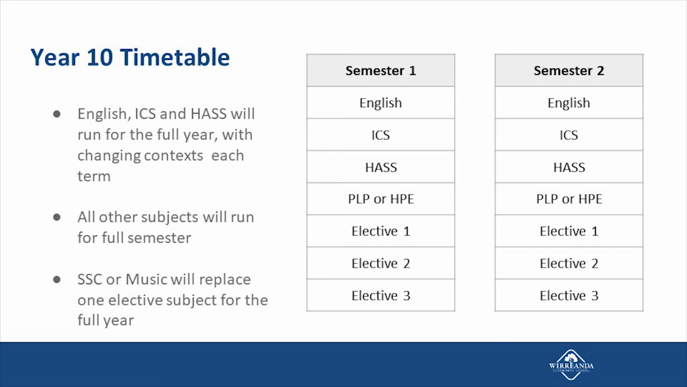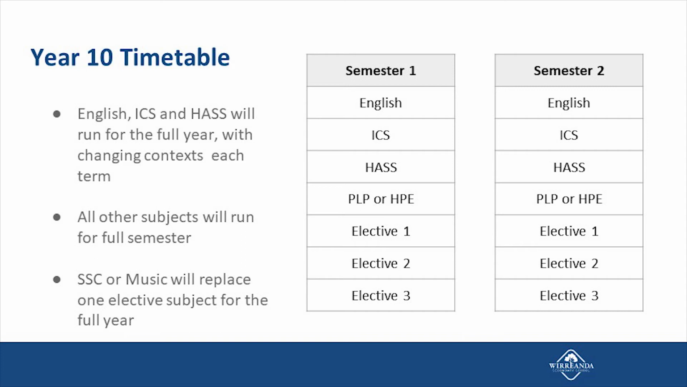The timetable for the Year 10s is a little bit more flexible than what it was in Year 9. So you have 3 compulsory subjects that run for the full year. We have English, we have our ICS, which is our inquiry-centred studies, and that's the maths and science continued on. And then we have our HAS courses. Your English and your ICS classes will change every single term. The context of them, you'll keep the same teacher, but the context will change. I believe the English teachers will change, yes.